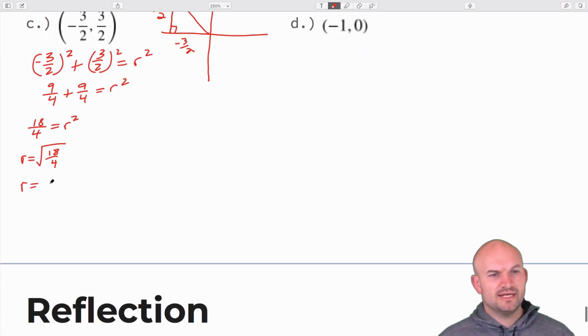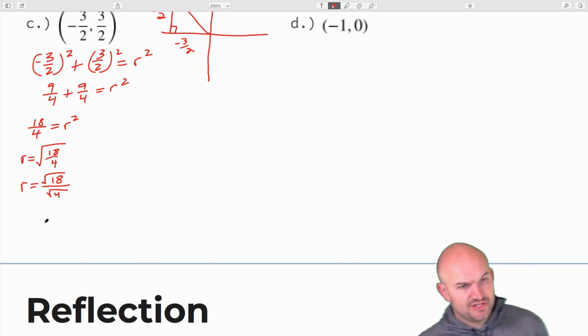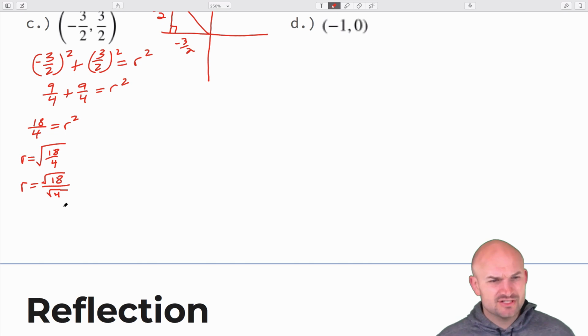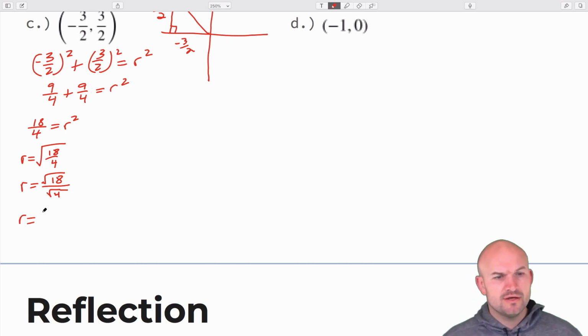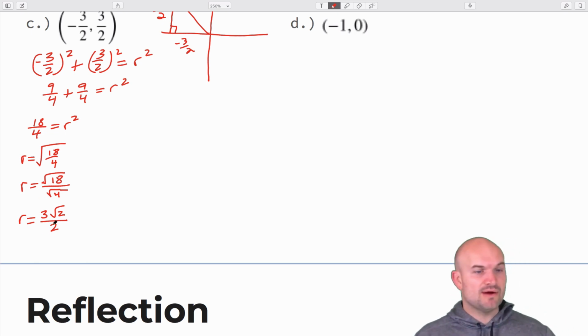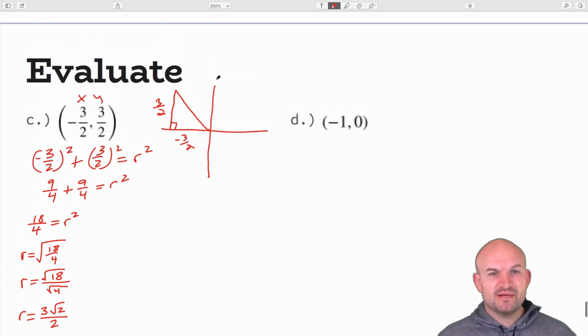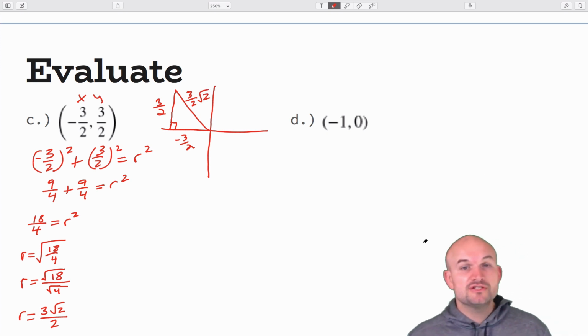And therefore r is going to be, now we can just simplify that as the square root of 18 over the square root of 4. And the square root of 18, remember, can be broken down into 3 square root of 2. So r equals 3 square root of 2 over 2. Now again, you can't divide out the 2's, right? One's on a radical, one's not. But I think it's really important for me to write this out: 3/2 times the square root of 2. All right, so here's the important thing.